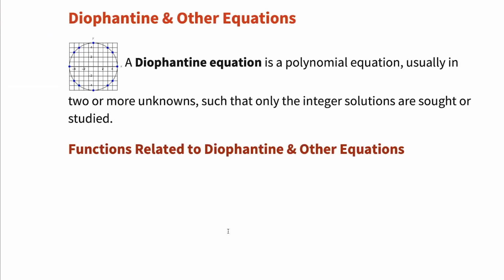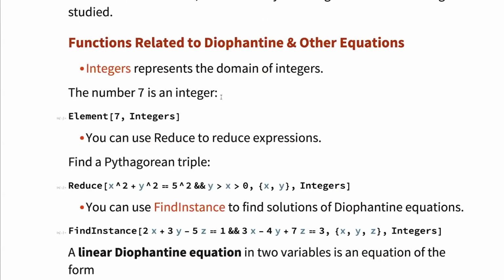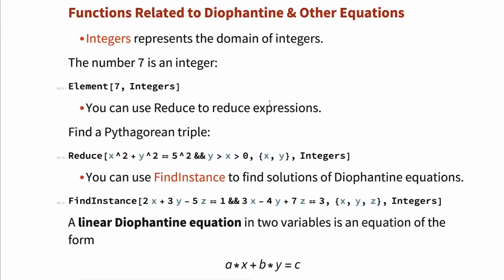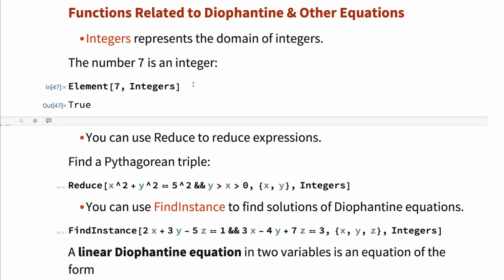Okay, Diophantine and other equations. A Diophantine equation is a polynomial equation, usually in two or more unknowns, such that only the integer solutions are sought or studied. It's very difficult to solve Diophantine equations. In fact, we can't solve a given Diophantine equation in general, and so the functions here would be a bit different. First of all, as I said, we seek only integer solutions, so Integers represents the domain of integers. We can check, for example, if the number 7 is an integer or not by doing this.